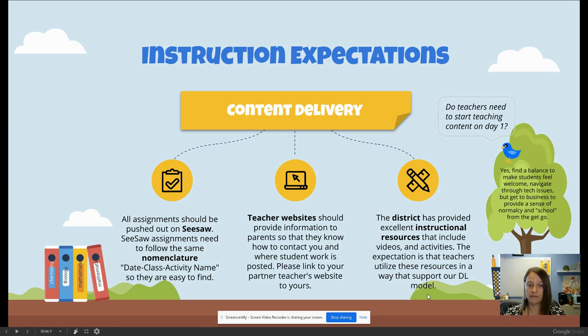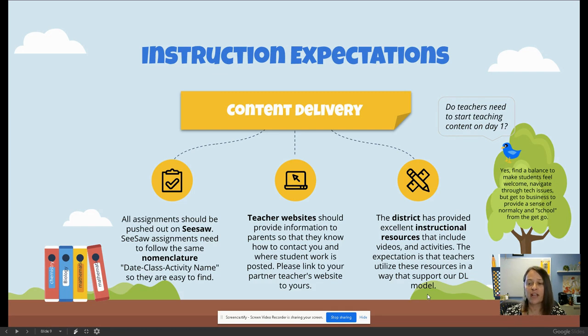For content delivery, all assignments should be pushed out on Seesaw. Seesaw assignments need to follow the same nomenclature or name, like this: date, class, activity name, so they are easy to find. Teacher websites should provide information to parents so that they know how to contact you and where student work is posted. Please link your partner teacher's website to yours.